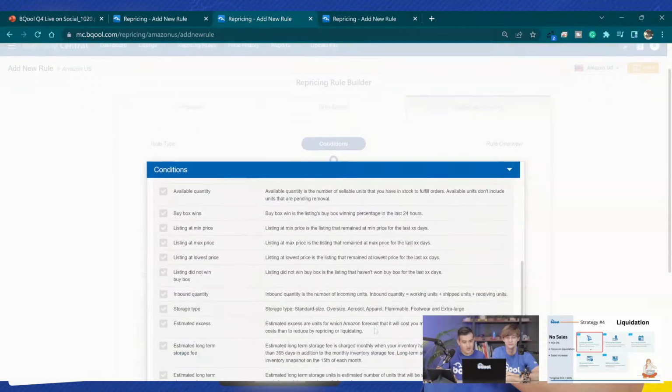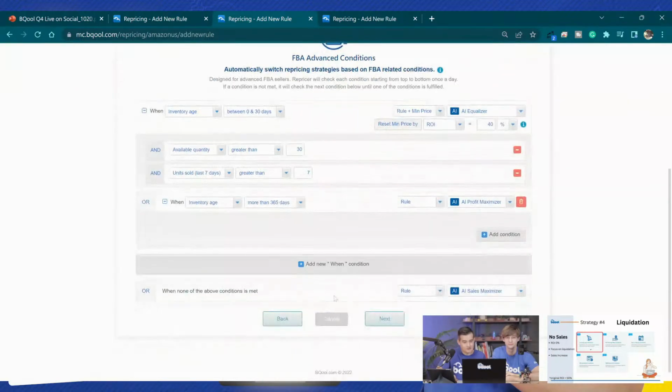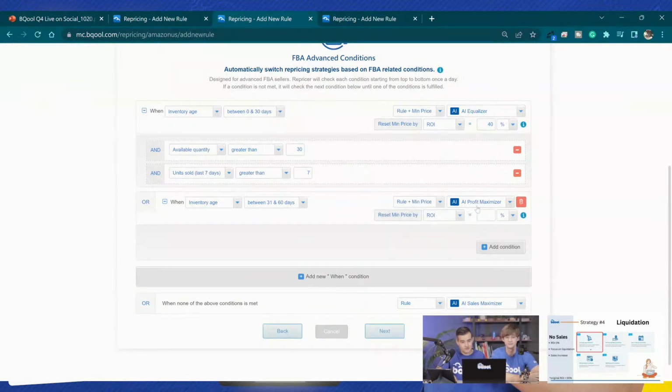And in the inventory age here, now I'm going to select 31 and 60 days. And here, again, I'm going to change my rule plus min price now. Again, I have it at the AI Equalizer. I started out with a 40% ROI. Now I'm lowering it to a 35% ROI after it hits 31 and 60 days.